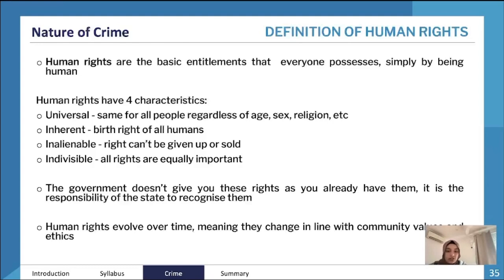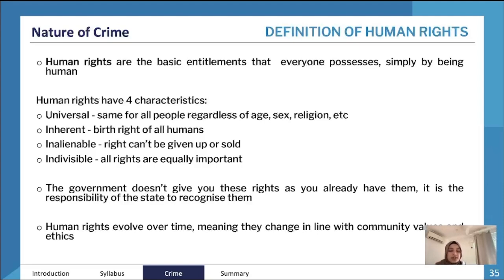So the government does not give you these rights as you already have them. It is the responsibility of the state to recognize them. Again, they're inherent. It's not that the government goes, okay, from today you have these rights. No, as soon as you are born, you have access to these rights.